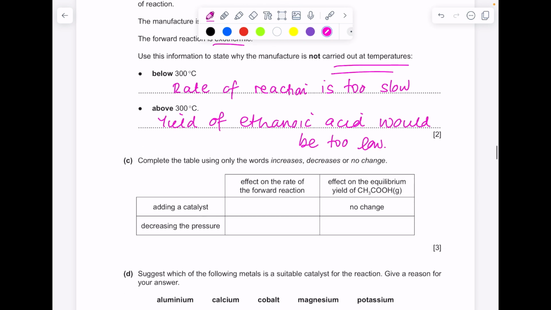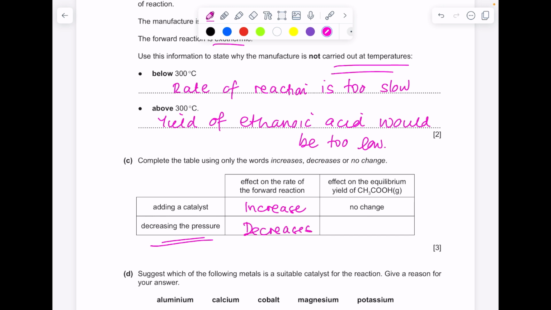Complete the table using only the words increases, decreases, or no change. If you added a catalyst, what is the effect on the rate of the forward reaction? It would increase. What about if you decrease the pressure? Well, if you decrease the pressure, those particles are further apart, so the rate of reaction is slower. Decreases.